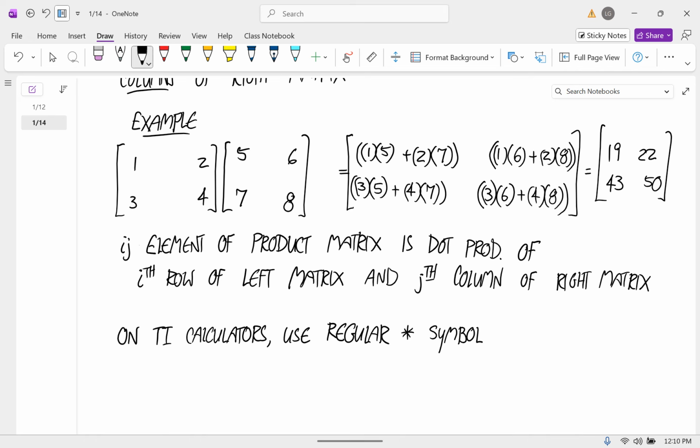So, thinking through that, I can check it right now on my calculator. So 1, 2, 3, 4. Now I've entered the first matrix, and I'm going to multiply that by the matrix 5, 6, 7, 8, and 19, 22, 43, 50. So you don't want to be doing this stuff by hand. You want to get comfortable with doing it on your calculator.